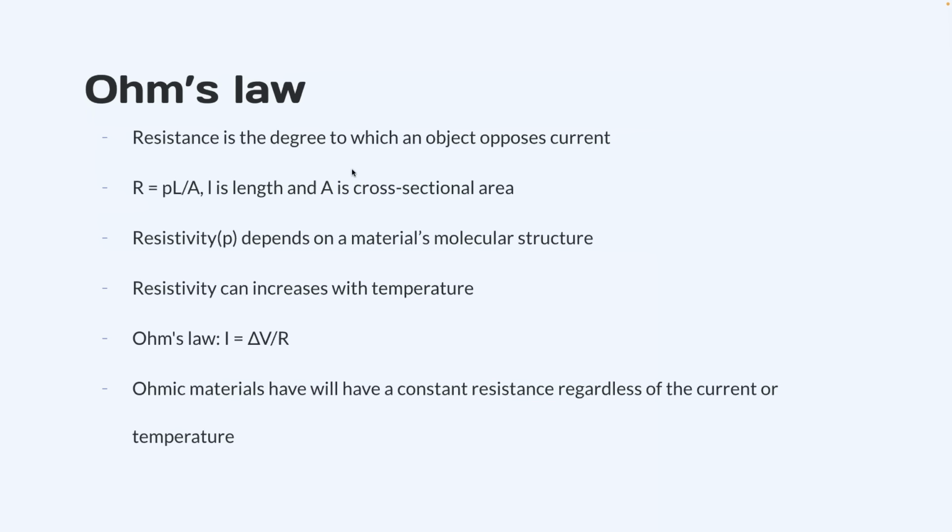Ohm's law. Resistance is the extent to which an object opposes current. R, resistance, is equal to ρL over A, where ρ is the resistivity of the material, and it depends on its molecular structure. Resistivity can increase with temperature. Ohm's law states that I is equal to ΔV, the potential difference, over R. Also note that ohmic materials will always have a constant resistance regardless of the current or temperature.